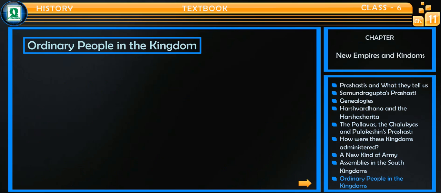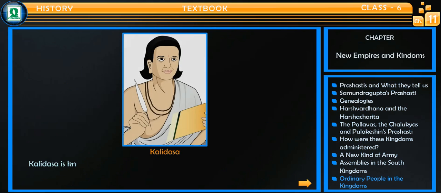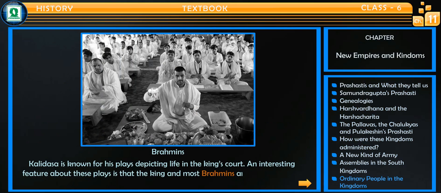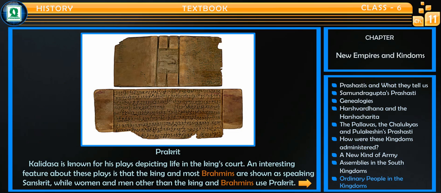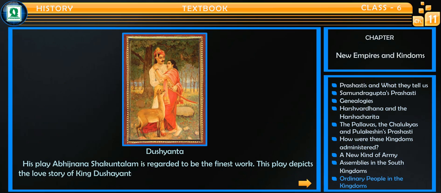Ordinary people in the kingdom. We can catch a glimpse of the lives of common people of the ancient age from different plays, poems, stories, and other accounts. Kalidasa is known for his plays depicting life in the king's court. An interesting feature about these plays is that the king and most Brahmins are shown as speaking Sanskrit, while women and men other than the king and Brahmins use Prakrit. His play Abhijnana Shakuntalam is regarded as the finest work. This play depicts the love story of King Dushyanta and a young woman named Shakuntala.